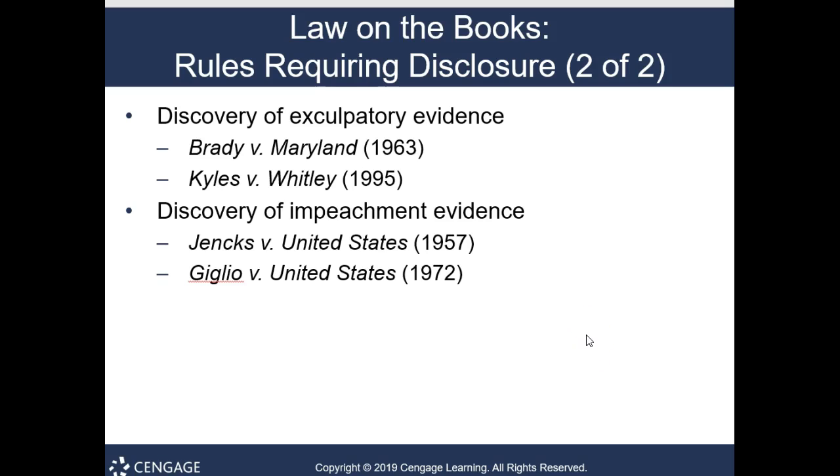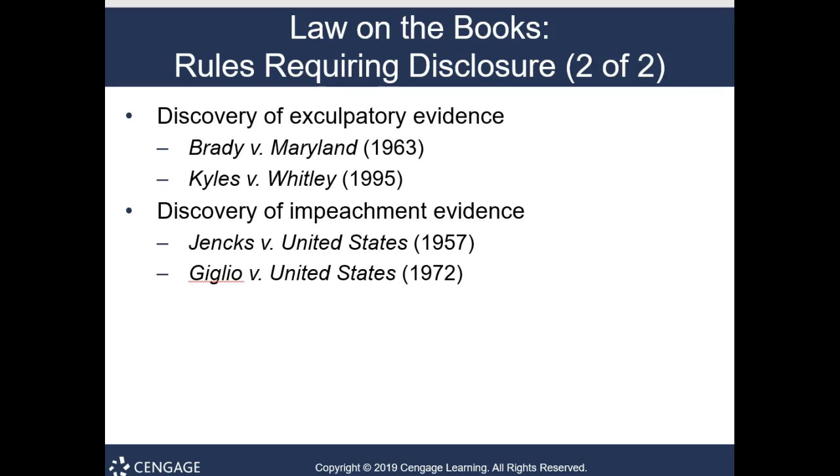Brady versus Maryland back in the 1960s established that. Kyles versus Whitley as well. More recently, discovery of impeachment evidence. Again, that's not necessarily required. Now, this would be, of course, of defense witnesses, but if the prosecutor has evidence of a prior inconsistent statement or essentially impeachment evidence of the prosecution's witness, then they have to give that over. And that's the Jencks decision.